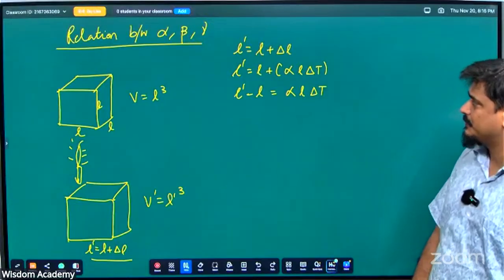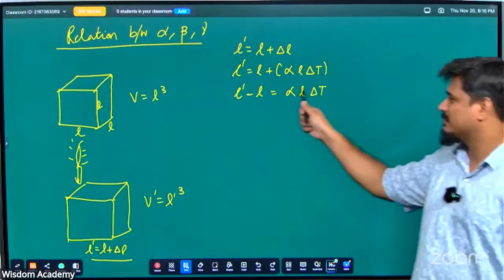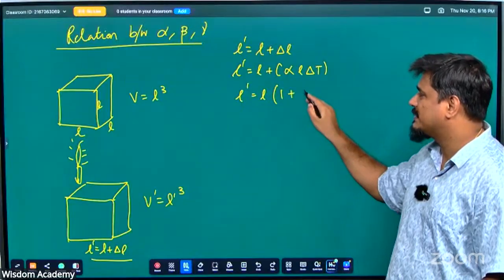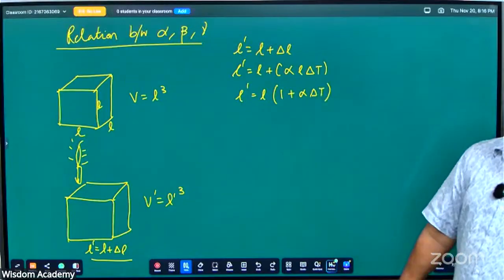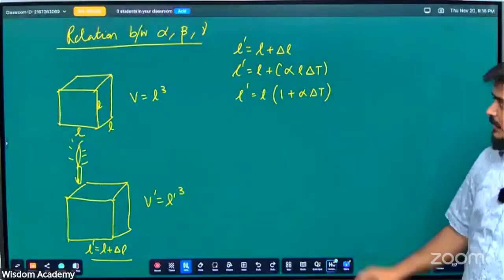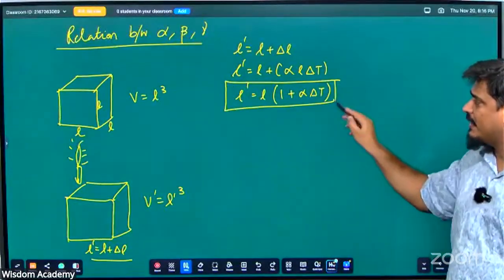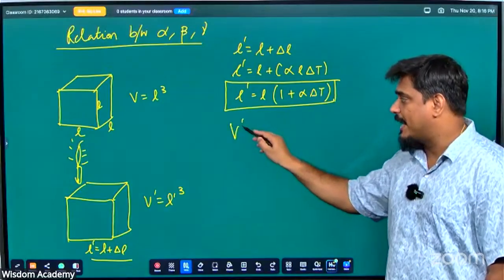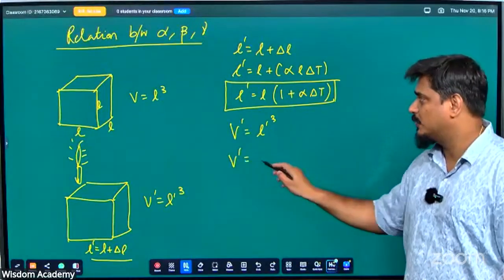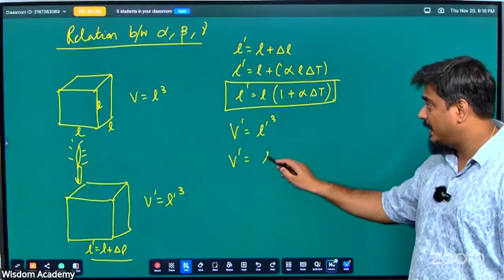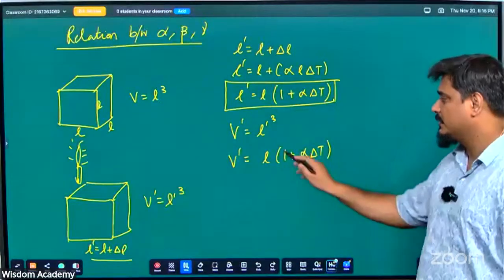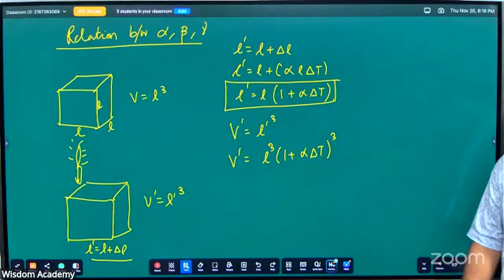Can I write like this? Or this also I can write like this: L dash is equal to, I'll take L common, it will become 1 plus alpha delta T. Can I write like this? More easy. In these terms, I'm taking L common, so 1 plus alpha delta T. I have the L dash value. If you have the L dash value, you can now find V dash, which is equal to L dash cube, isn't it? So V dash is equal to L dash, which is L into 1 plus alpha delta T, the whole cube. Am I right?